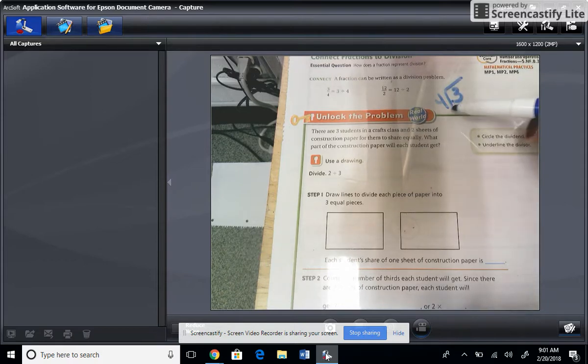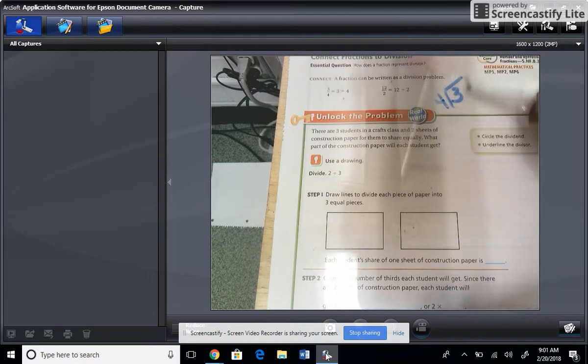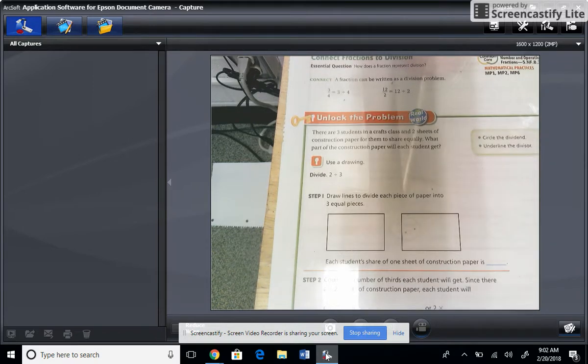Well, I could figure that out by going, it doesn't go once, does it? No. So what would we have? Well, we would have not a whole, but part of a whole as the answer. All right, so what does that look like when we're doing it as a drawing?